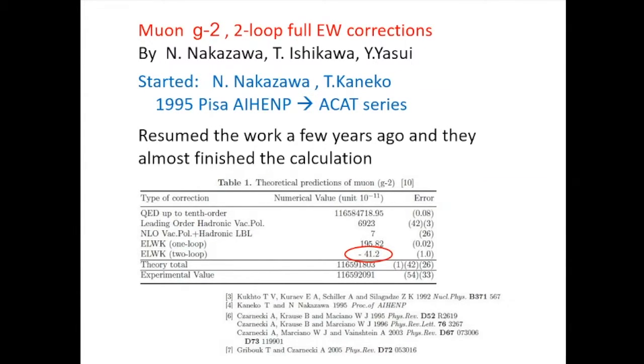You know that this is a table of the g-2 status, the experiment value and the theory value. And the electron two-loop contribution has several references here, quoted to be minus 41.2. And they are almost ready to present a new value for this. The result is similar to this one, but not completely the same. I don't know, it's not very clear at this moment. Anyway, it's almost just before release.